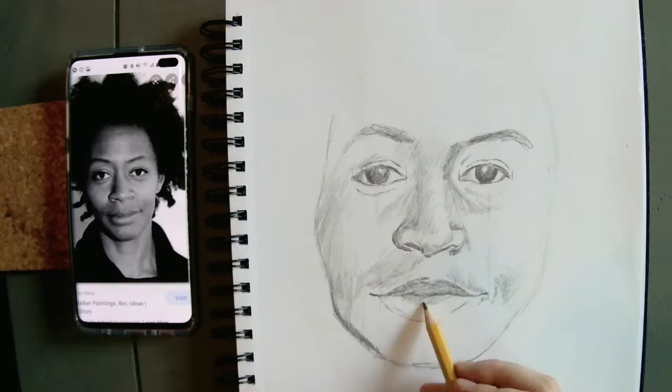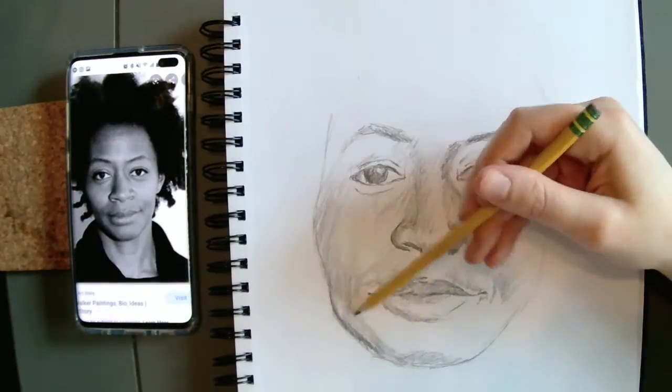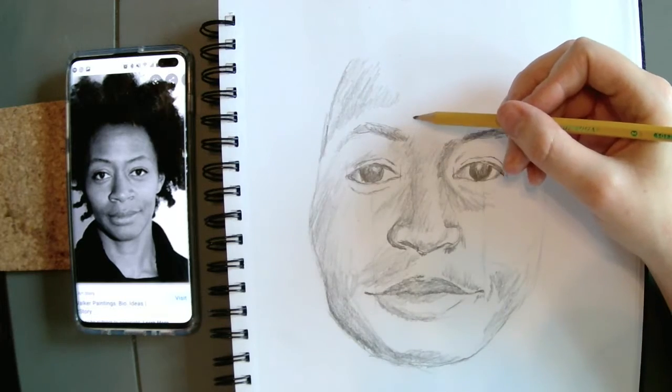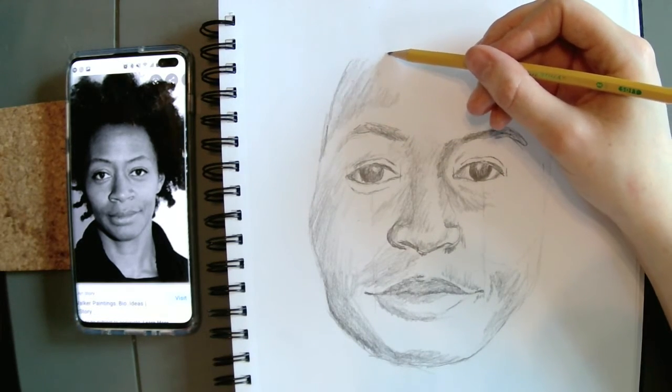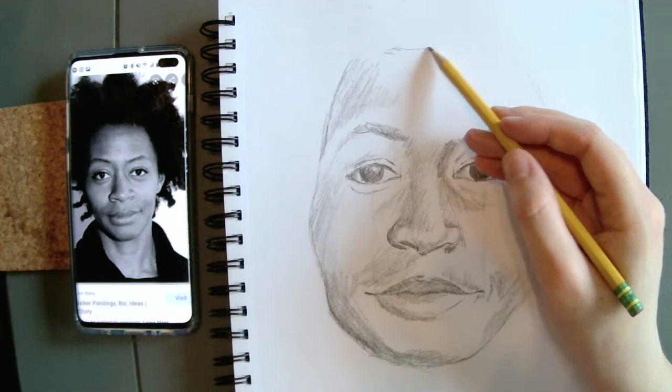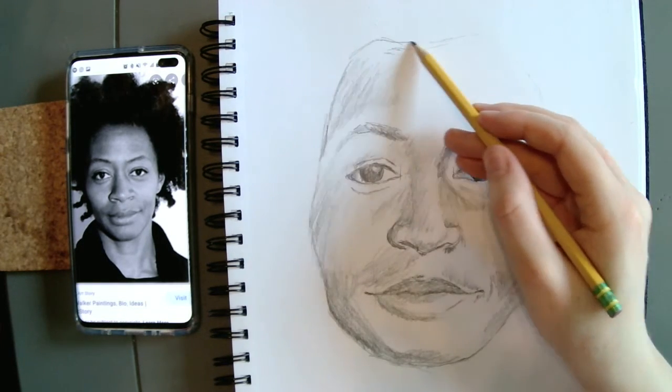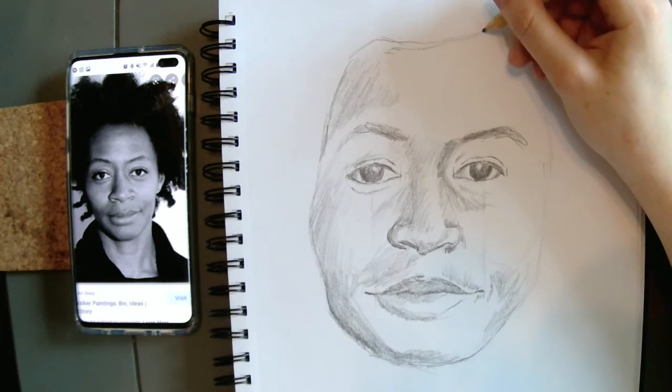The shading is another thing that's really important when you're trying to get a drawing to look like a certain person, because when you're looking at a person's face, the way the shadows are falling make them look like themselves or look like this certain picture of this person.